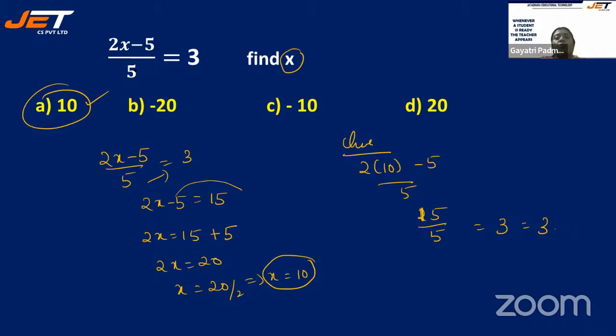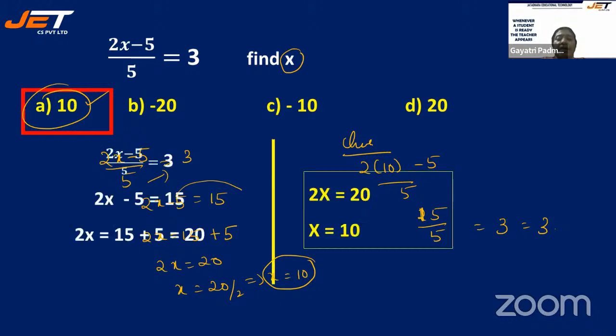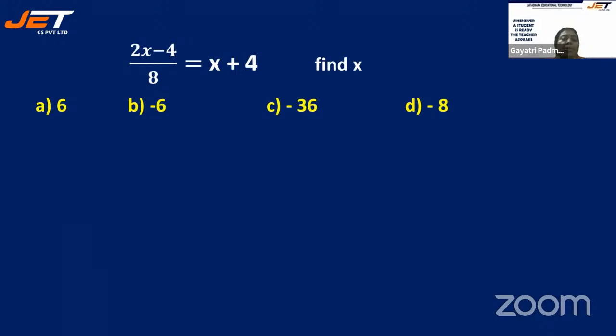All right, students. So I'm sure you would have got the checking also. So if you have time, you can definitely do the checking and ensure that your answer is correct. All right. Now with this, we are moving on to our next sum, which is of the same kind. So 2x minus 4 by 8 is equal to x plus 4 by 1.